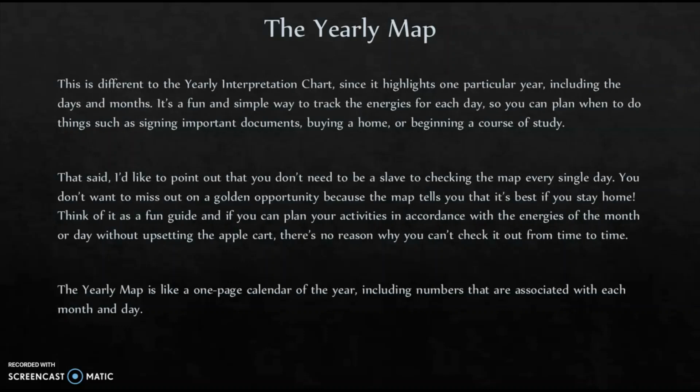That said, I'd like to point out that you don't need to be a slave to checking the map every single day. You don't want to miss out on a golden opportunity because the map tells you that it's best if you stay home. Think of it as a fun guide, and if you can plan your activities in accordance with the energies of the month or day without upsetting the apple cart, there's no reason why you can't check it out from time to time. The yearly map is like a one-page calendar of the year, including numbers that are associated with each month and day.